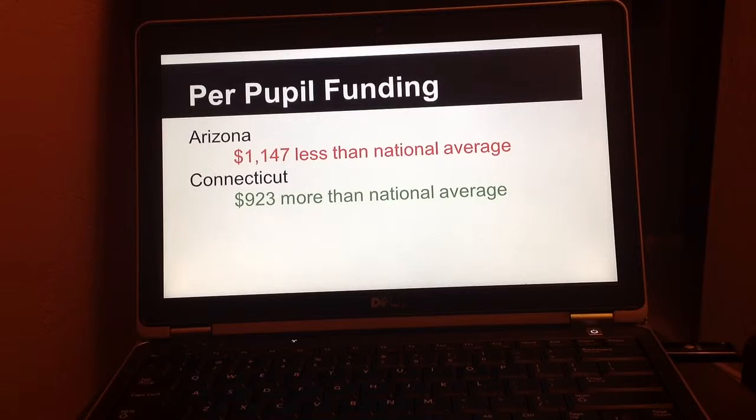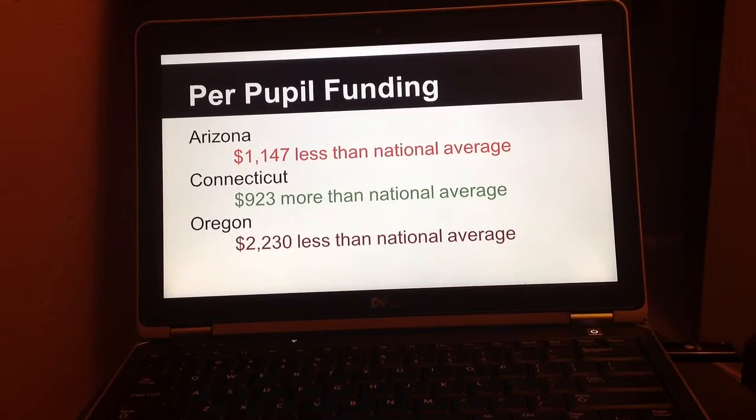However, when I got to Oregon, I realized that they fund $2,230 less than the national average, and that they're actually 47th in the nation, which puts them further behind than we are in higher education per pupil funding. So I realized that I did need to look at some additional information.